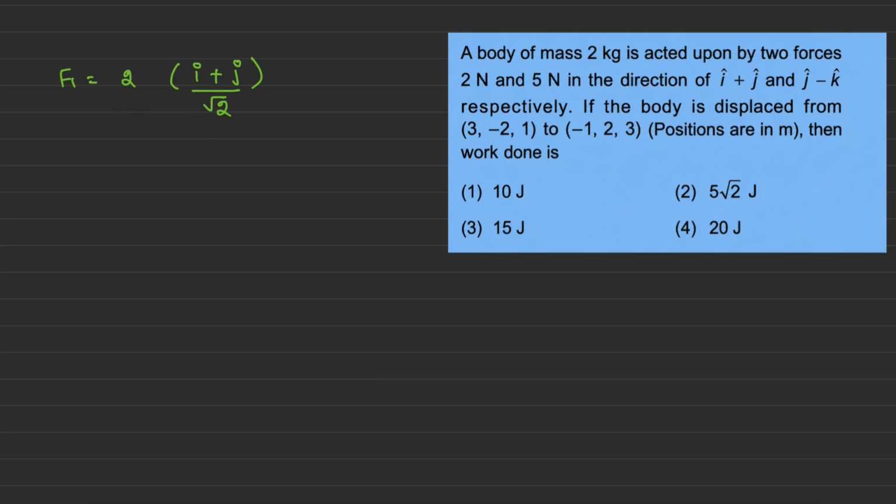In the same way, you can get the value for F2 also. F2 value will become equal to what? You will say 5 multiplied with the unit vector, which will become equal to what here? We are having here j minus k. We will divide it by under root of 2. So we got the forces over here, right? Now what is happening? A body is displaced from (3, -2, 1) to (-1, 2, 3).